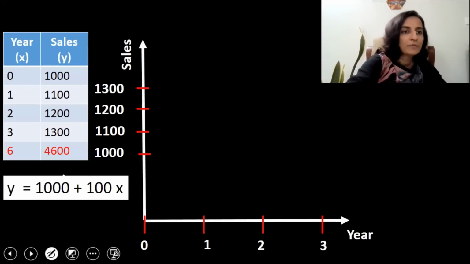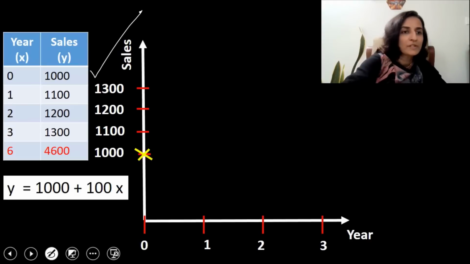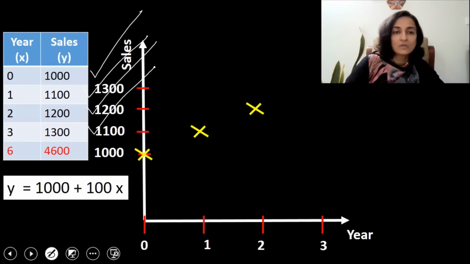So the first point of plot is when x is 0, y is 1,000. So that is here. And the next point of plot is when x is 1, y is 1,100. The third point of plot, when x is 2, that is when the year is 2, then the sales is 1,200. And the last point of plot is when x is 3, sales is 1,300.